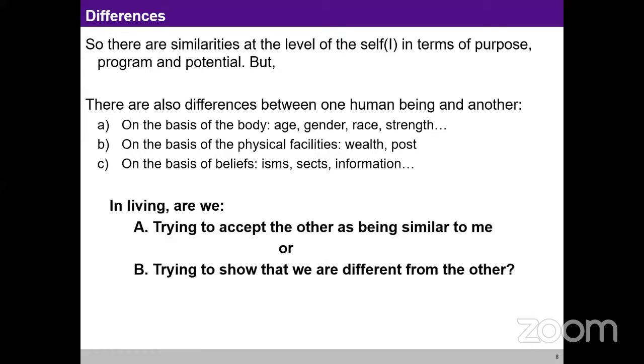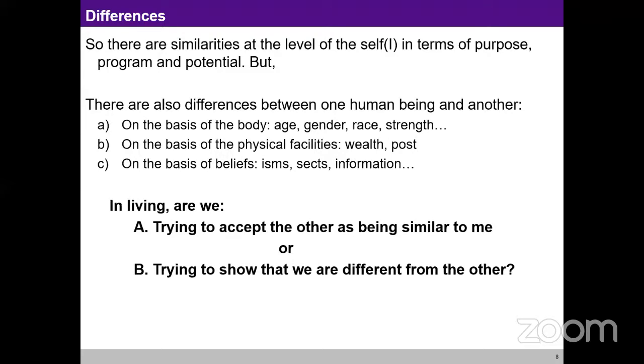And of course, we have a lot of differences on the basis of our belief systems. Somebody believes in capitalism, other people believe in socialism, somebody else believes in communism. Similarly, we form different sects or groups based on whatever our belief system is. Sometimes we even make groups and have differences in terms of the information that we have.